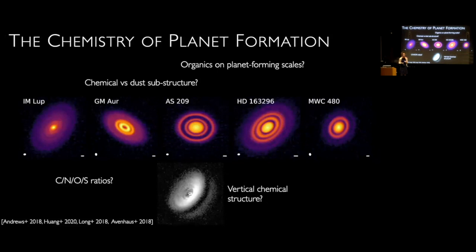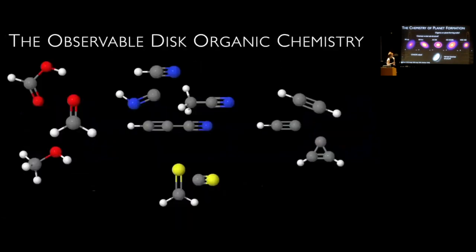So hydrogen cyanide is one of several organic molecules that we see. This is a full gallery of the organic molecules that have been detected to date in disks. On the one hand, this is really impressive.